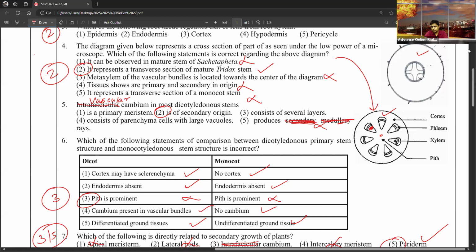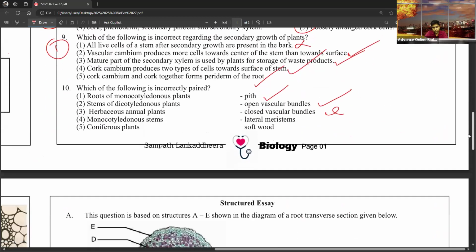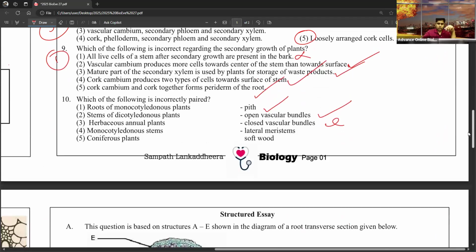Second one as the answer, after the correction, okay. And then the next one: which of the following is incorrectly paired? Herbaceous annual plants, closed vascular bundles, monocotyledonous stem, lateral meristems. No, they mention the cork cambium produces cells exterior and interior, both sides.